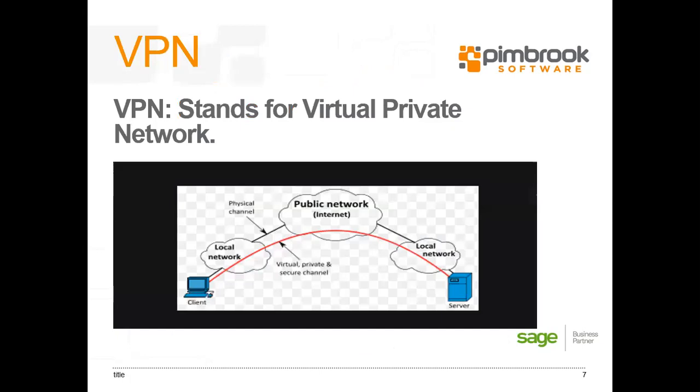The second way you can connect to Sage remotely is what we call VPN. It stands for Virtual Private Network. What VPN does is basically create a smaller private network on top of a larger private network. As you can see, the screen illustrates it. You've got your computer connected through a local network, then your internet, and then you're connected to the network in the office, to your server.